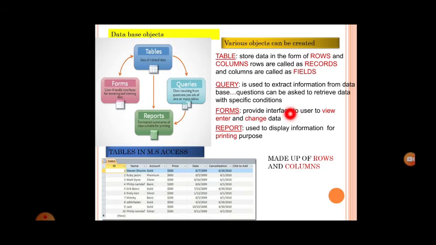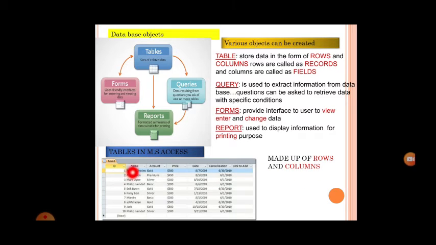So next is report, used to display information for printing purposes. Why we are going to make a report is just for printing purposes, so that we can keep a document. So next, tables in MS Access. Tables are nothing but relations, also called a relation, which is made up of rows and columns. You can see an example table here.